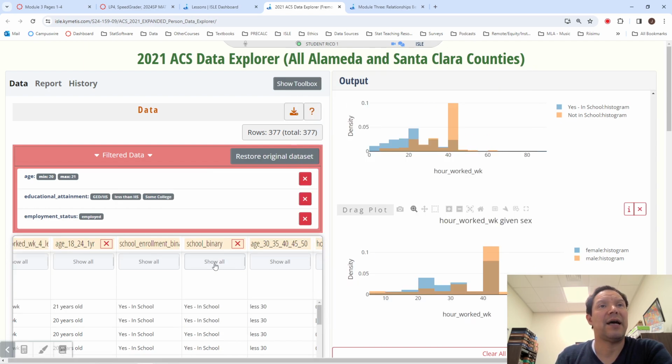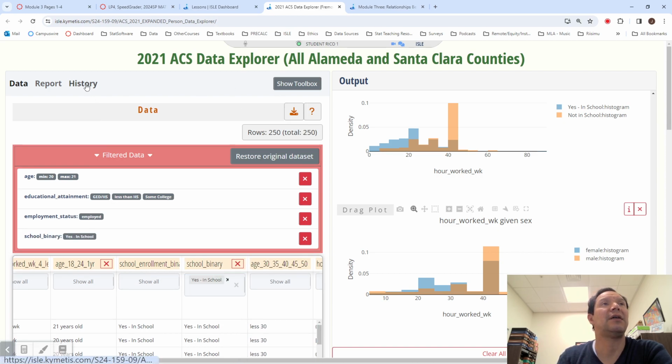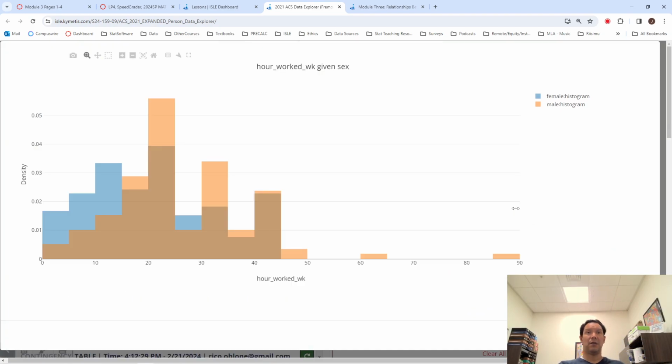We could again look at how does it look for those in school. Create the filter data set. I'm just going to repeat that histogram. I think it was fine. So these are people still in school, and we see that the males have greater density at 20 to 24, greater density at 30 to 34, not that much of a difference 40 to 44, and the women have greater densities between 0 and 14.